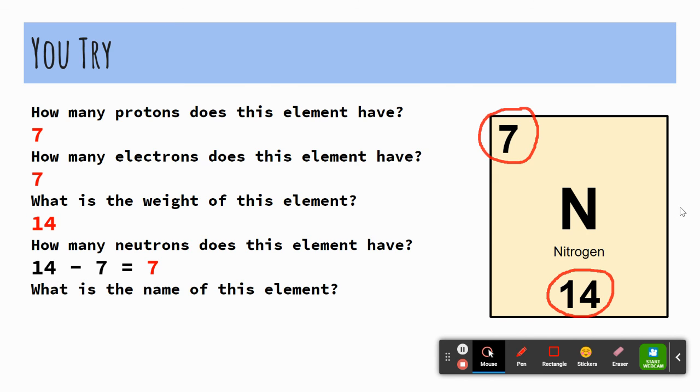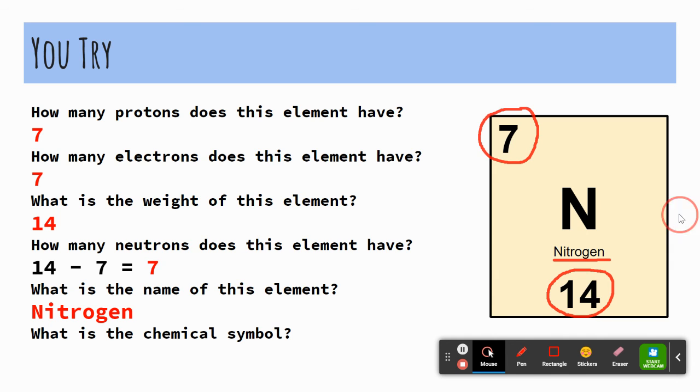What is the name of the element? The element is nitrogen, and we can tell by looking right there. And then last question, what is the chemical symbol? The chemical symbol is N, which we can see right here.